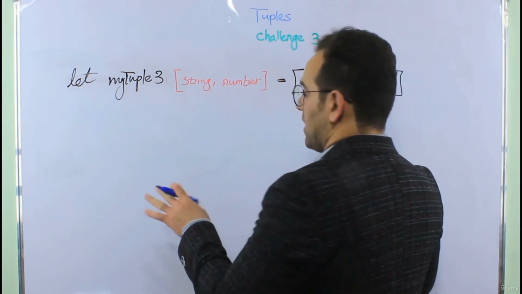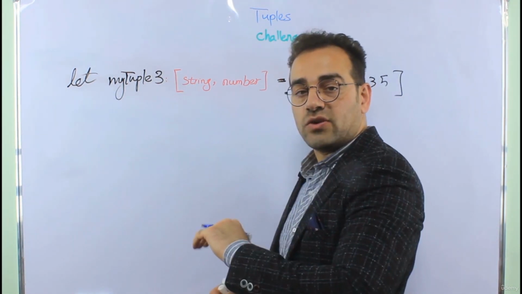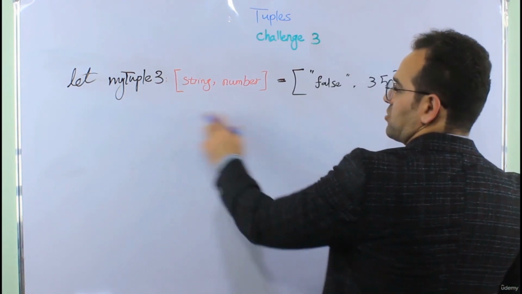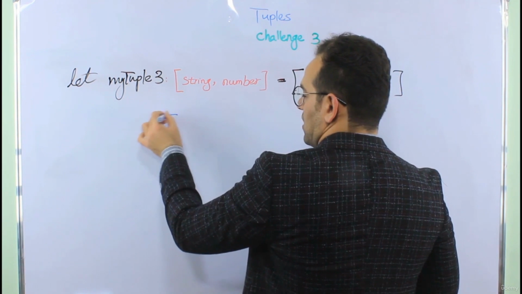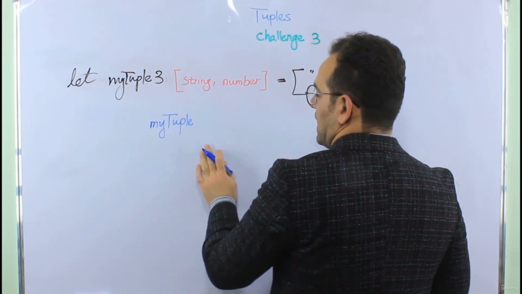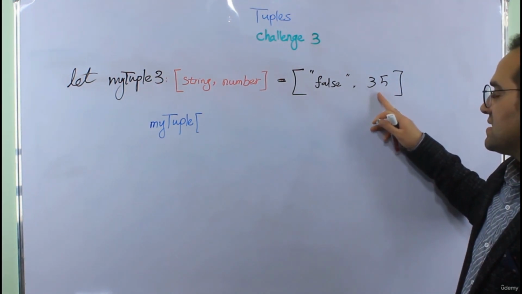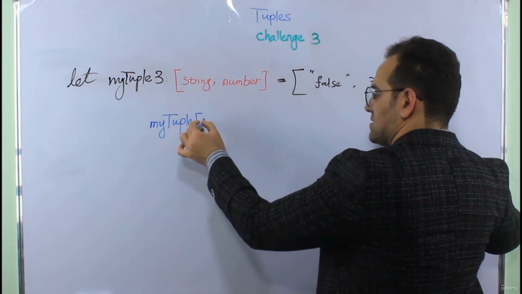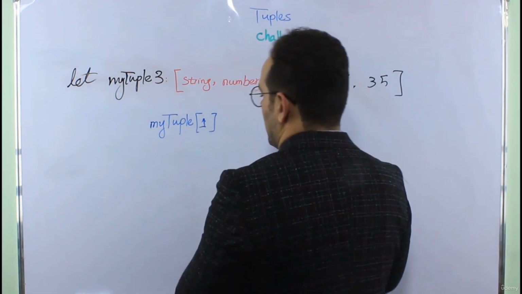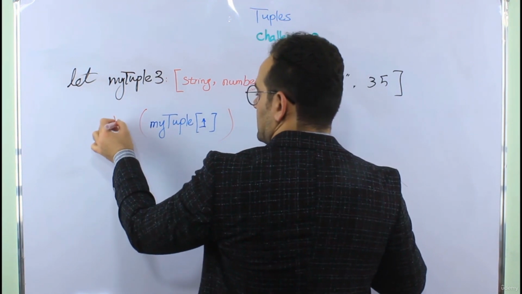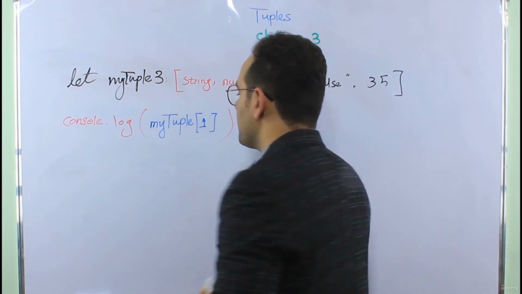Now if you log whatever it is that I'm trying to write here, it's going to give you the second item. So I'm going to first reference my tuple. This is my tuple. And then using the bracket syntax, I can reference this item that has an index of 1. Now, if you want to see it in the console, the only thing you're going to do is to log it, console. And that's it.